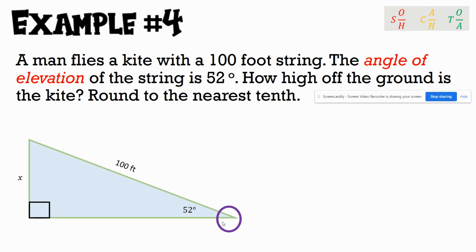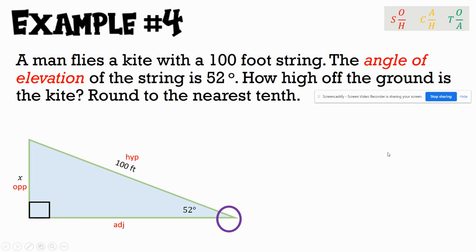I label my sides, so the hypotenuse, the adjacent, the opposite side. There's my adjacent side, because if I touch the angle, I'm touching the adjacent side. I've got to figure out what trig ratio to use. So I look closer, and I know the hypotenuse, and I want to find the opposite. So what trig ratio uses the opposite side and the hypotenuse? If you said sine, you are correct.